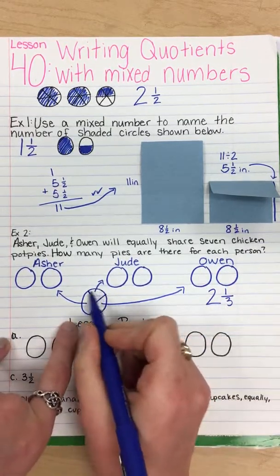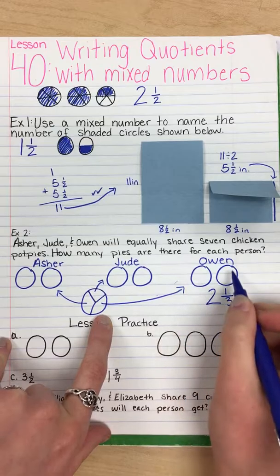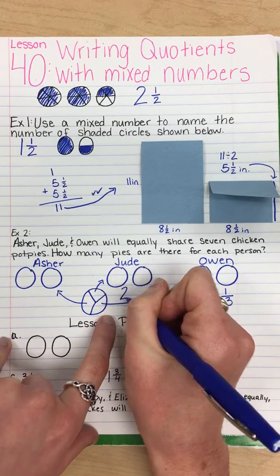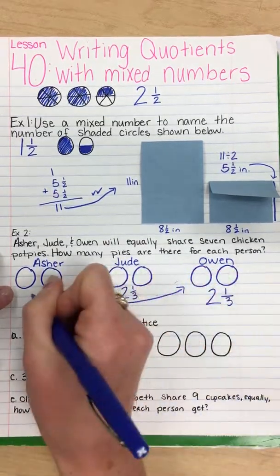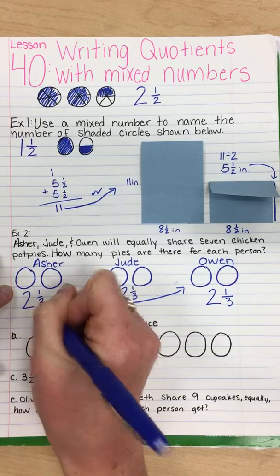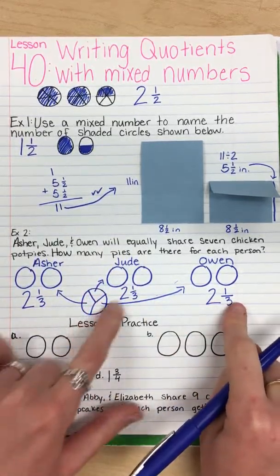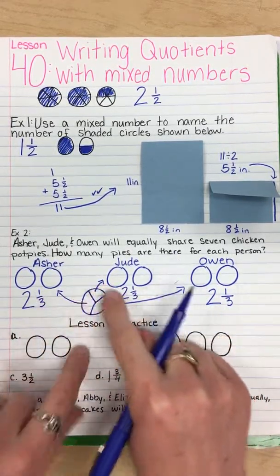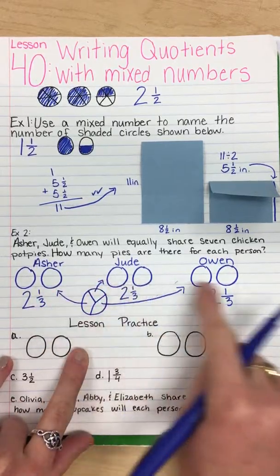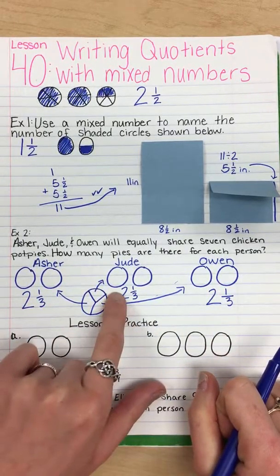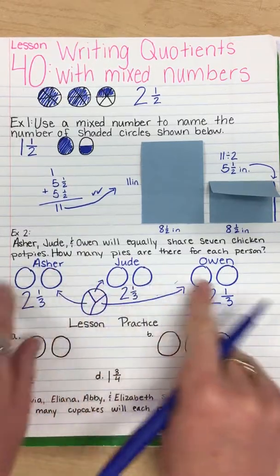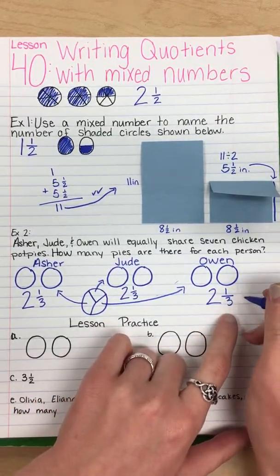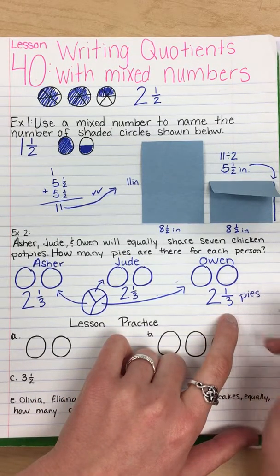Okay, so the denominator is how many parts it's divided into, and the numerator is how many parts they each get, which is 1. So Owen will get 2 1/3, Jude will get 2 1/3, and Asher will get 2 1/3. And if we were to add these 3 thirds up, you'd get 1/3 plus 1/3 plus 1/3 is 1 whole, okay, because it's going to be 3 thirds. So 2, 4, 6, and then that one would be 7. So how many pies are there for each person? 2 1/3 pies per person.